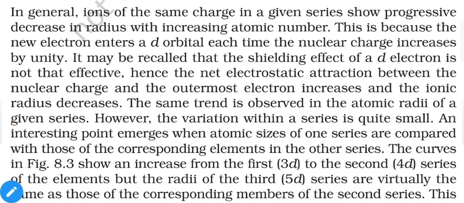Now it may be recalled that the shielding effect of d orbitals is not that effective. Hence the net electrostatic interaction between the nuclear charge and the outermost electron increases, and the ionic radius decreases. That means if we increase the positive charge, while the number of electrons in the outer shell does not compensate, the overall attraction between the electrons and nucleus increases, and that's why the distance decreases. And if the distance decreases, then obviously the radii will shrink.